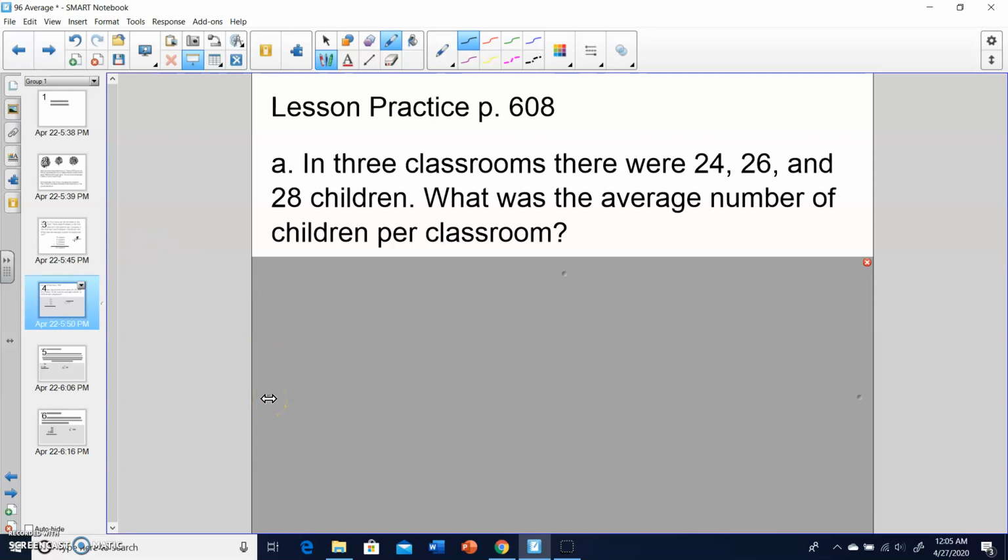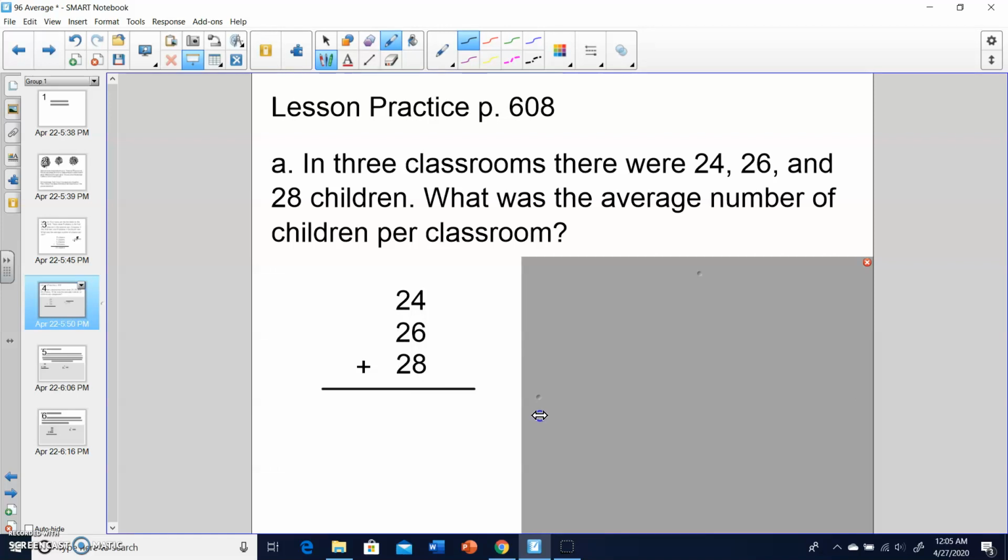Okay, now remember, step 1 is to add together. So 24 plus 26 plus 28 would be step 1. Okay, so 4 plus 6 is 10, plus 8 is 18. And then I carry up my 1. Okay, so 2 plus 2 is 4, plus 2 is 6, plus 1 is 7. Okay, so now I have 78 total, so I'm going to take that 78 and I'm going to divide it to figure out my average number.